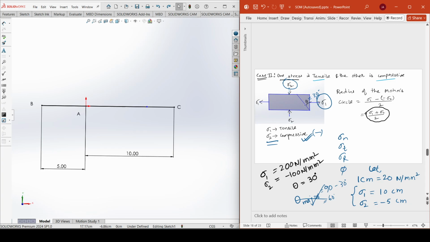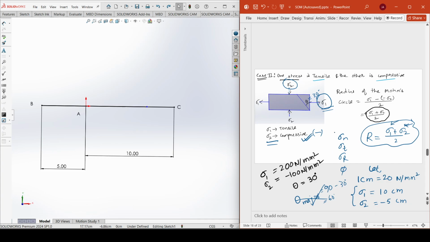In this case, one stress, sigma 1, is a tensile stress, and sigma 2 is the compressive stress. That's why we take a negative sign before it. The radius of the Mohr circle is sigma 1 minus sigma 2 over 2 in the case where both stresses are tensile, but in this case sigma 2 is compressive, right? So we need a negative sign before sigma 2, minus sigma 2, and here it is a minus, so it will be plus. So sigma 1 plus sigma 2 over 2. This is a changed formula in the case where one stress is tensile and the other is compressive.